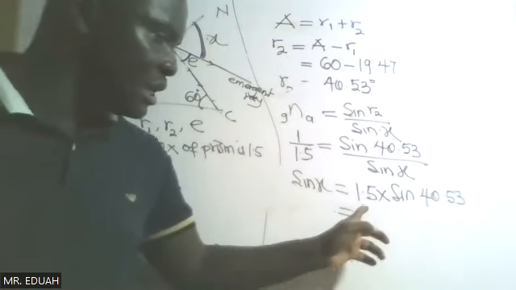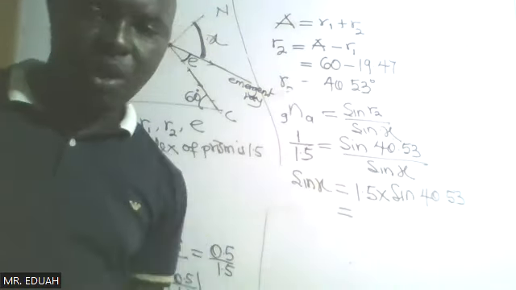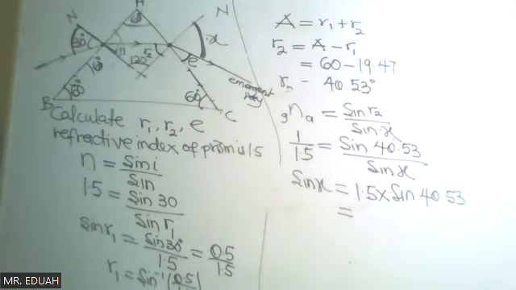Hilda, help me get this product. 1.5 times the sine of 40.53. The rest of you must also calculate, please.